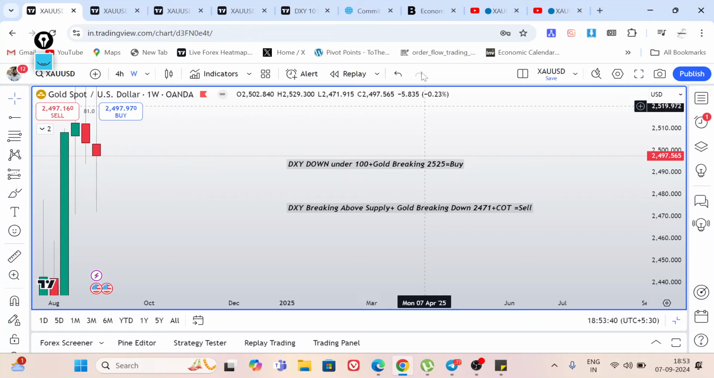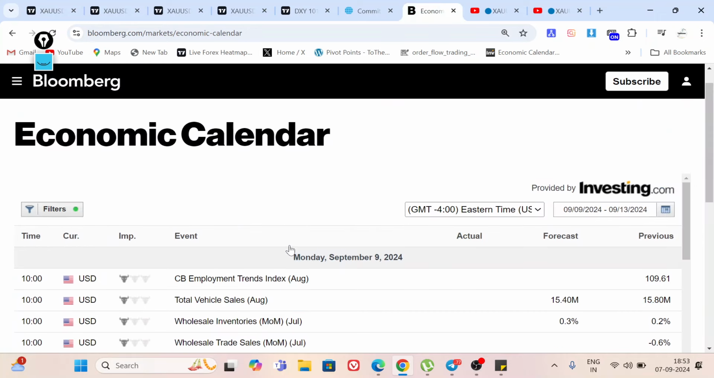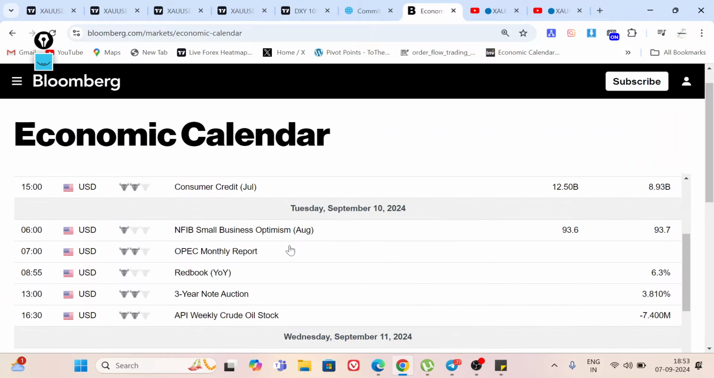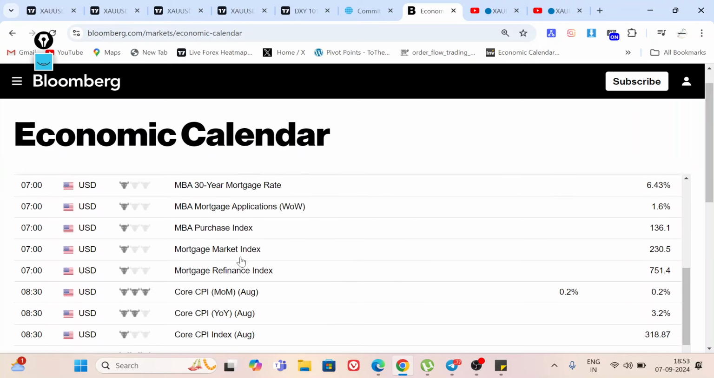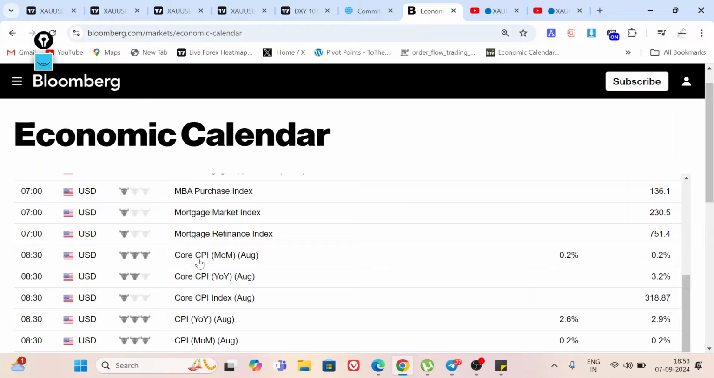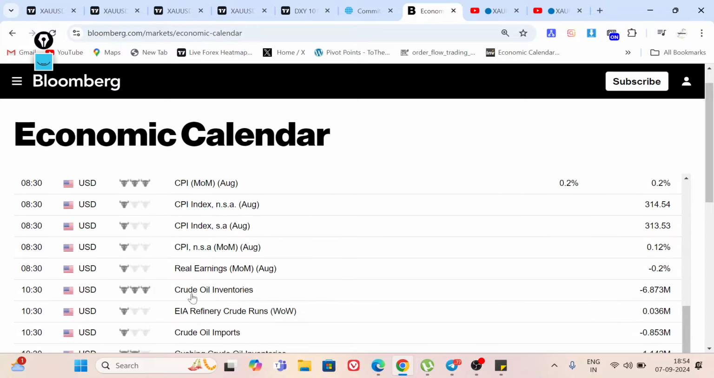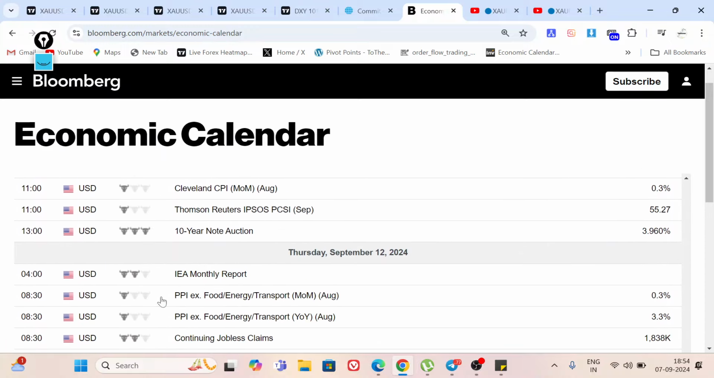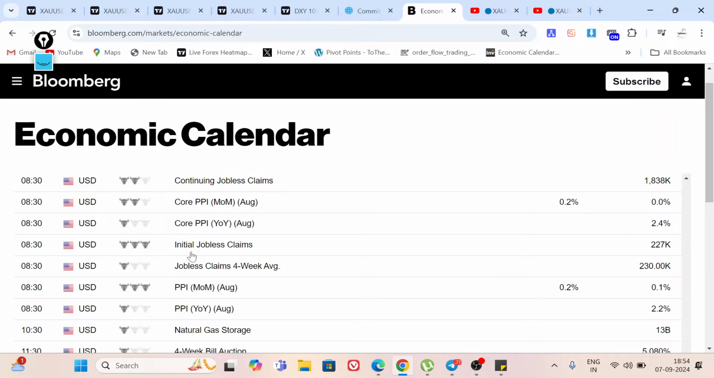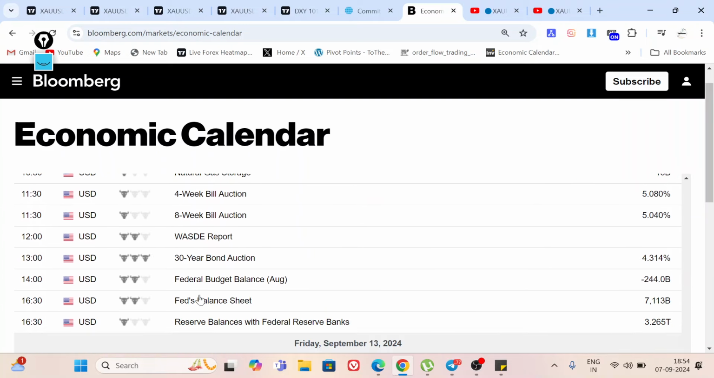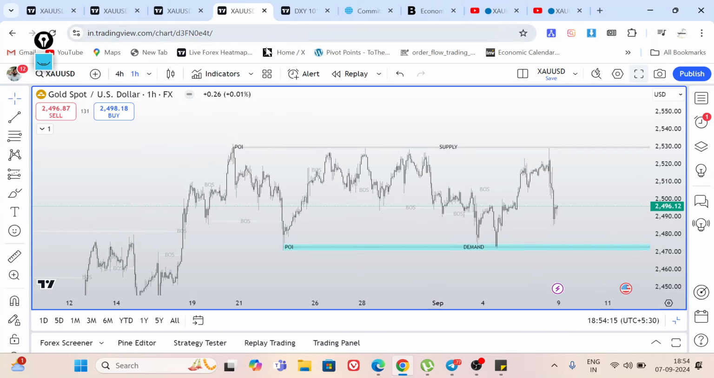Also, what is the data that we have to watch for next week? Let's discuss that. For September 10th and 11th, we have the core PPI. This is important data that we have to watch. CPI is the major data for next week that we have to watch. Then on Thursday, we have initial jobless claims and PPI data that we have to watch very carefully.